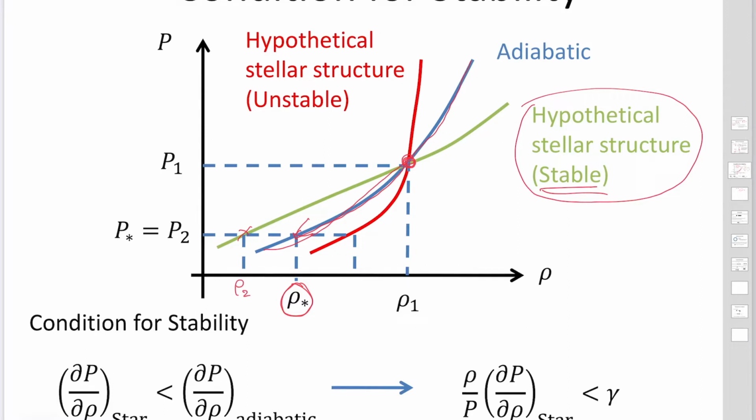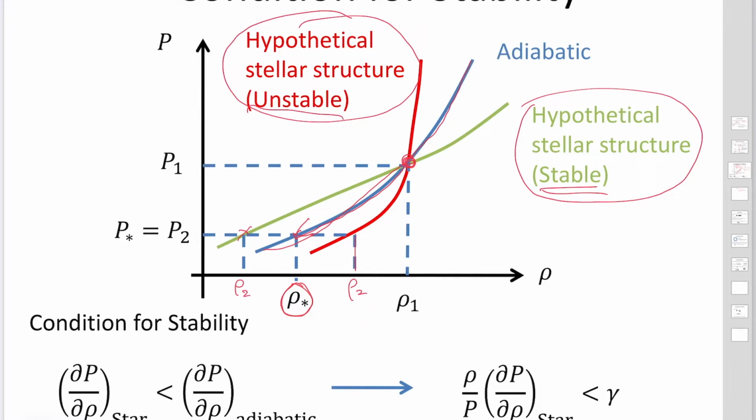When we consider the hypothetical stellar structure expressed by the red curve, then the density ρ2 is larger than ρ*. So in this situation, ρ* is less than ρ2. So this gas element keeps moving upward. This corresponds to convection. This is the unstable mode.